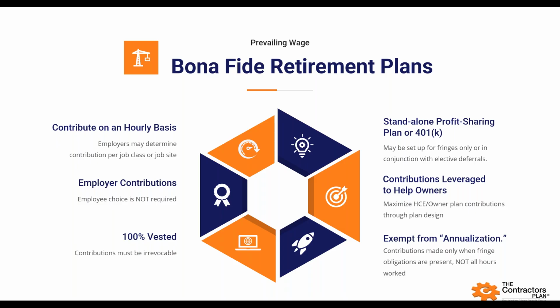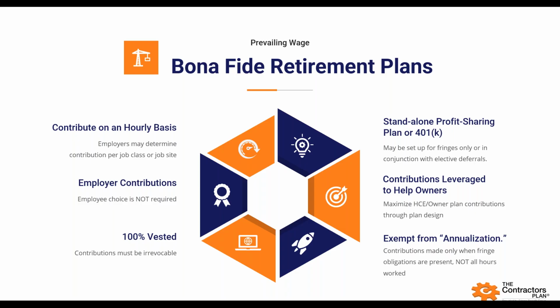So you can set up a standalone profit sharing plan or a 401k, meaning you can have fringes only flow into that plan, or you can have it in conjunction with elective deferrals. It's up to the owner and the company to determine: is this going to be a fringes-only plan, or am I going to do more of a traditional 401k with elective deferrals plus fringes? And we're going to talk about a couple of opportunities that owners and highly compensated employees can benefit from through the plan design, and utilize those fringe obligations to help their own contributions.